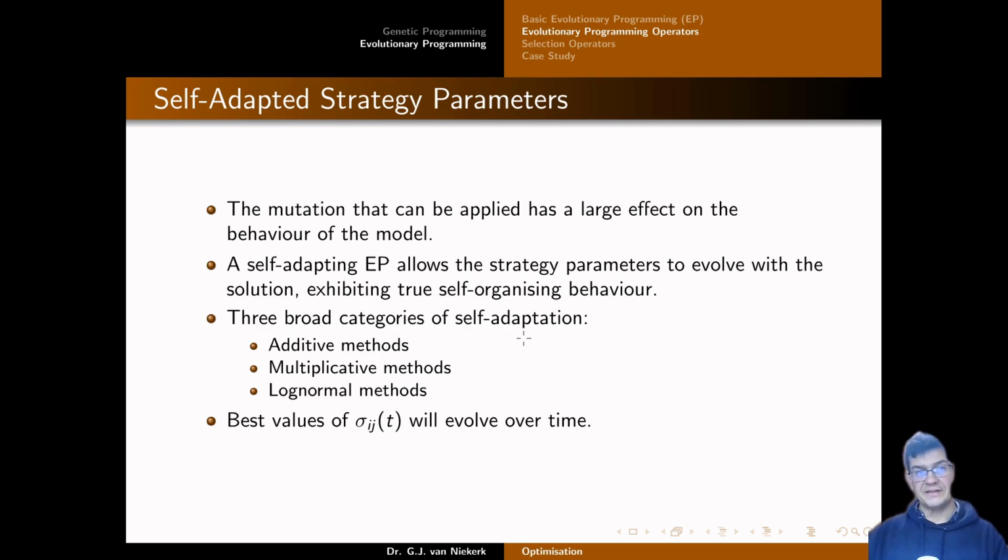Now, within the self-adaptive strategy parameters, you get three kinds: additive methods, multiplicative methods, and lognormal methods. The idea is that this will be applied to the actual strategy parameters to make small changes over time, and then the best values of your sigma_ij will evolve over time. So let's quickly have a look at all three. You'll see the main idea behind it, and you'll see that they are very similar in nature. It's just the way in which those values get changed over time that is a bit different between the three.